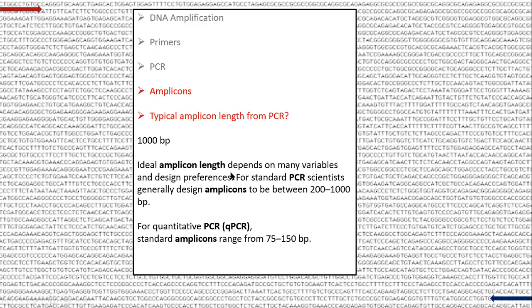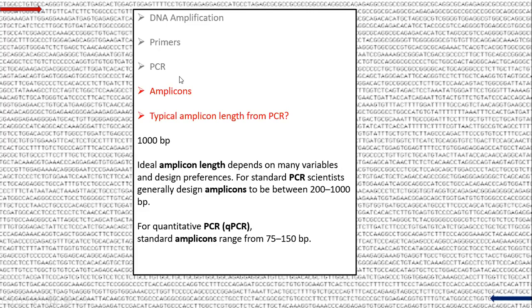The ideal amplicon length depends on many variables and design preferences of the PCR technique. For standard PCR, scientists usually amplify only 200, or a maximum of 1000 base pairs. That is what they typically use. For quantitative PCR, qPCR, it is shorter, 75 to 150, to detect changes within the given sequence. In normal PCR, the maximum is 1000 base pairs only.